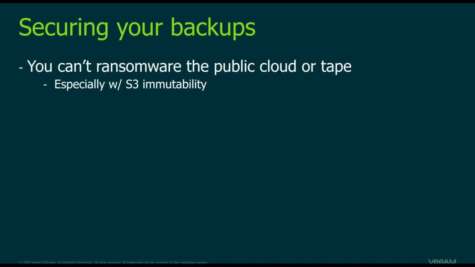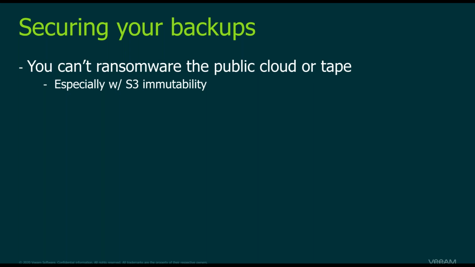You can't ransomware the public cloud or tape, right? Offline backups are the answer. Anything else is kind of mitigation. Offline backups are a solid way of mitigating that. I'm a bigger fan of the public cloud at this point in time, now that we support it natively, especially with version 10 coming out. We'll support S3's immutability functionality.